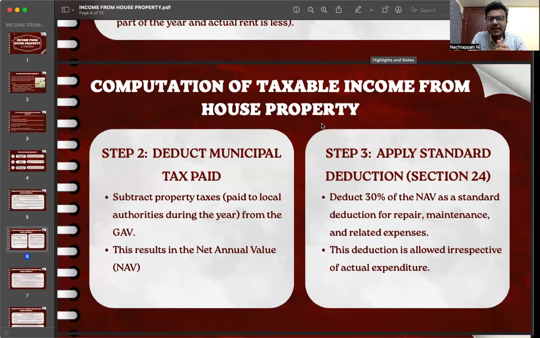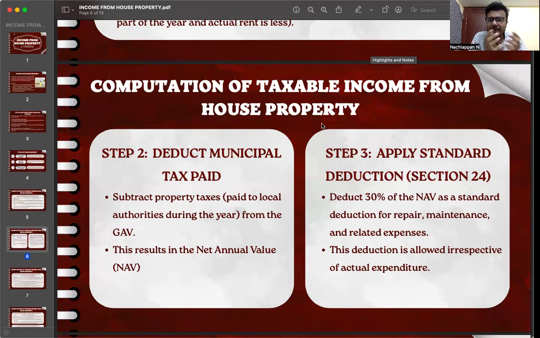Step two is to deduct municipal taxes that you have paid. So, what are these municipal taxes? They're nothing but payments or taxes that you have made to local authorities throughout the year. So, there's a provision that allows you to deduct these taxes that you have paid from the gross annual value, and the value you get thereon is the net annual value.